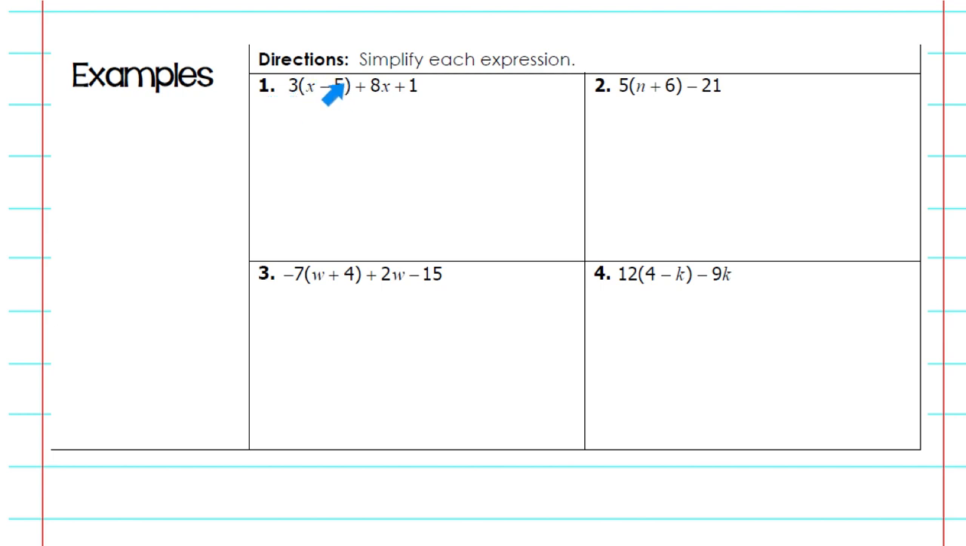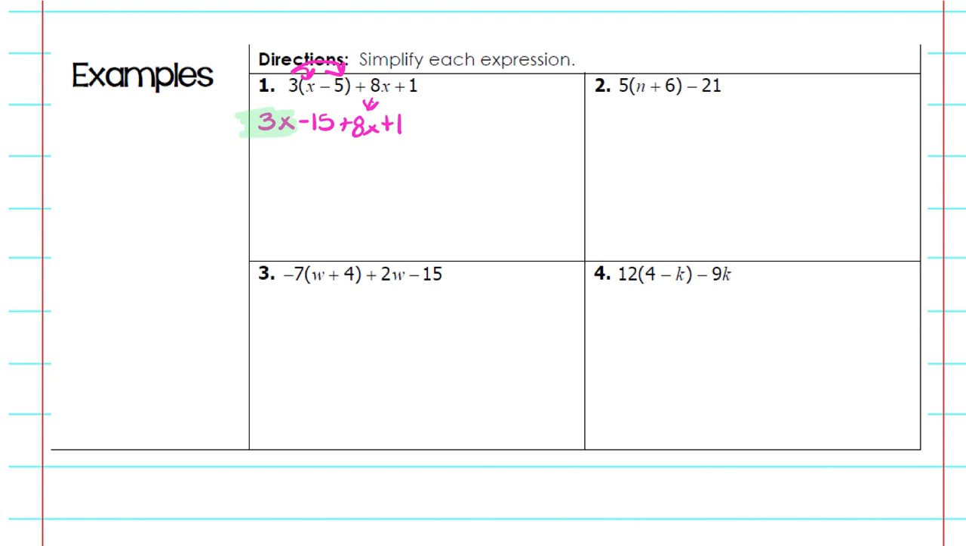I have a parentheses here, and I have a couple of x's going on. So the first step, I need to distribute. Distributing is going like this, going like this. If I distribute that out, I will have 3x minus 15. And then bring the rest of the information down after I do that: plus 8x plus 1.